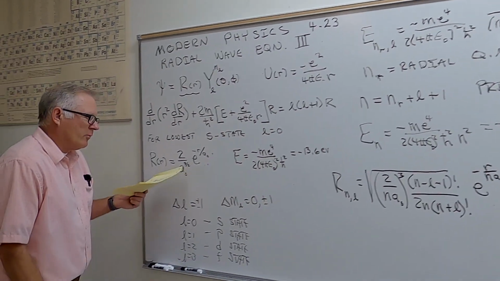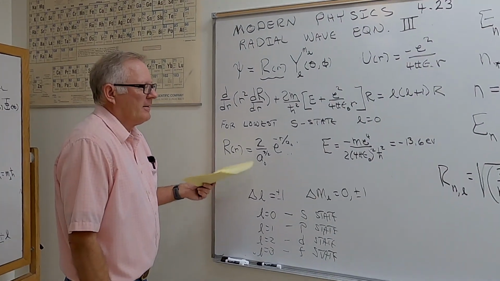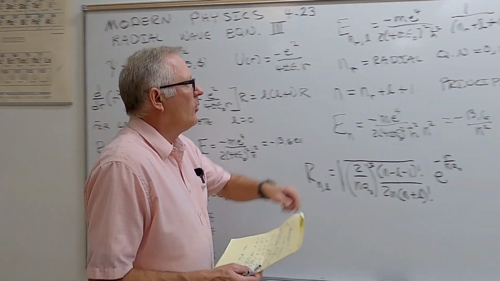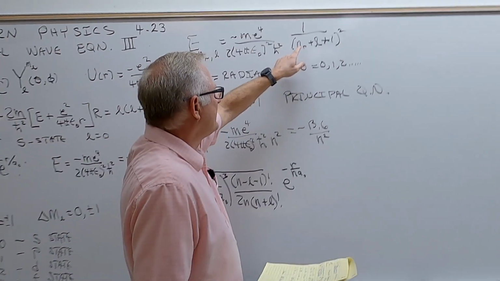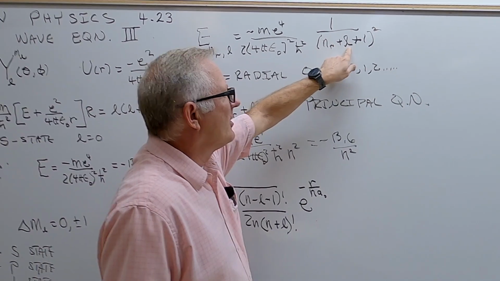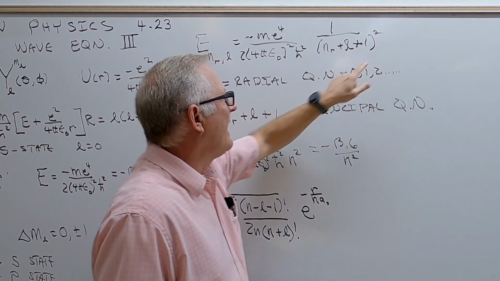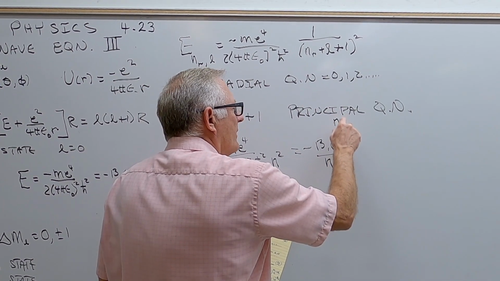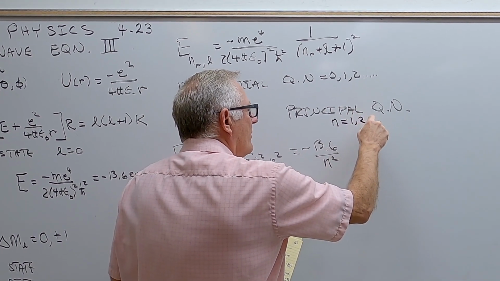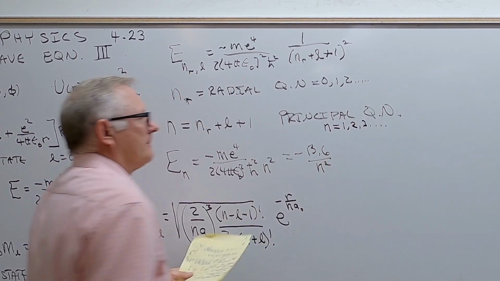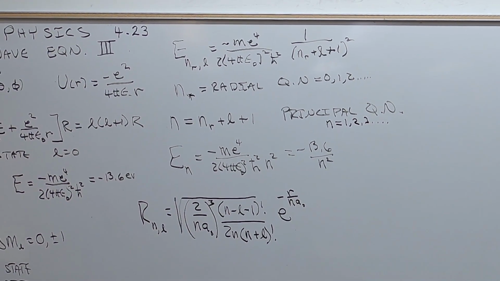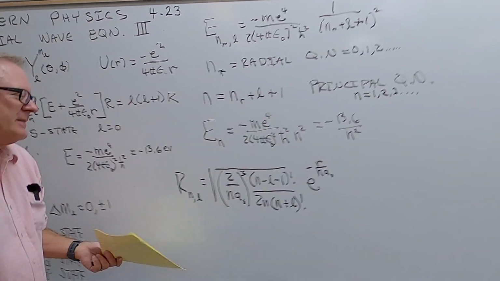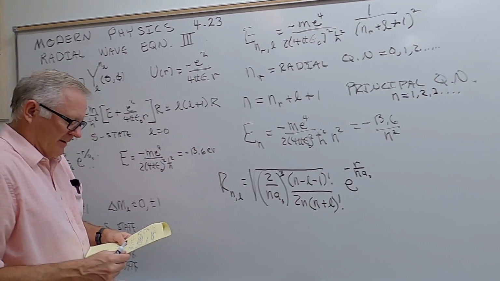For our case, n was 1 right here, because remember, the lowest this can be is 0. So n really starts out at 1, 2, 3. So n is equal to 1, 2, 3, and so on. Okay, so the case we were looking at was n equal to 1. That's why we had that there.